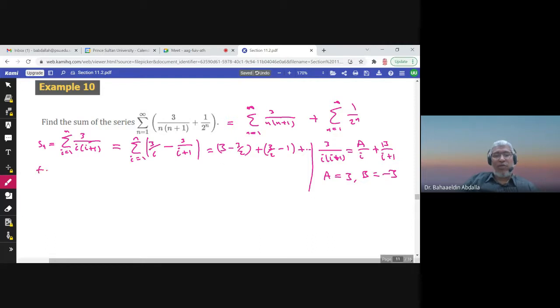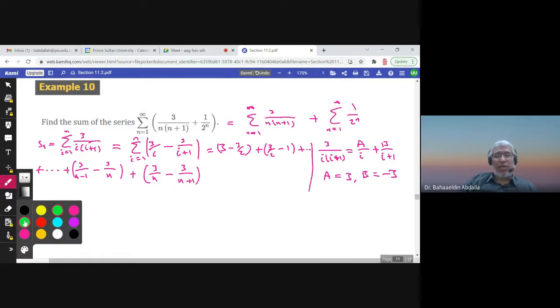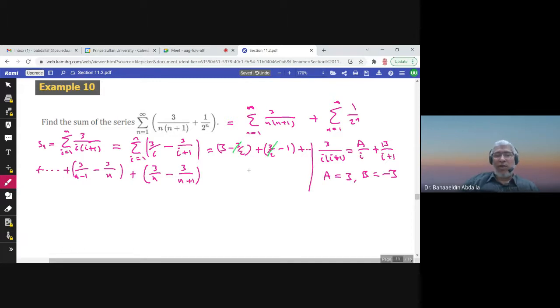And the last two terms would be, when you replace i by n minus 1, you will have 3 over n minus 1 minus 3 over n minus 1 plus 1, which is n. And when I replace i by n, I will have 3 over n minus 3 over n plus 1. And you can notice that here 3 over 2 cancels with 3 over 2. So the second term will always be cancelled with the first term of the next term.